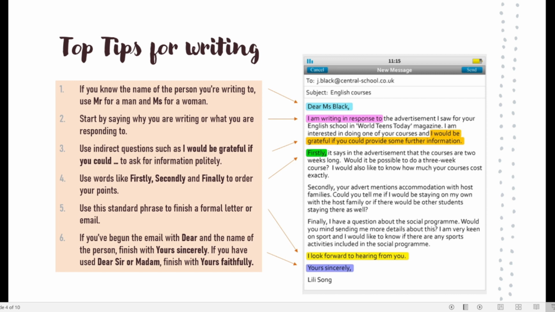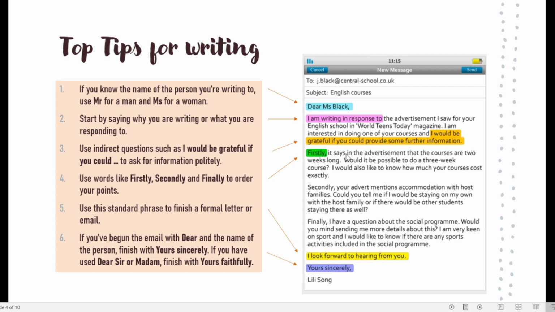Start by saying why you are writing or what you are responding to. So this is like the intention, what your reader wants to know from this email. And then the third one, use indirect questions such as "I would be grateful if you could..." to ask for information politely. You can see the arrow here.